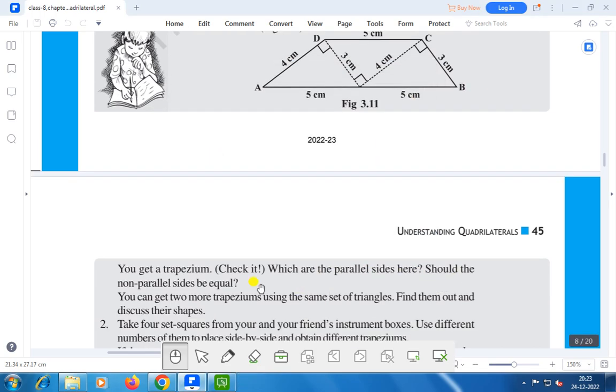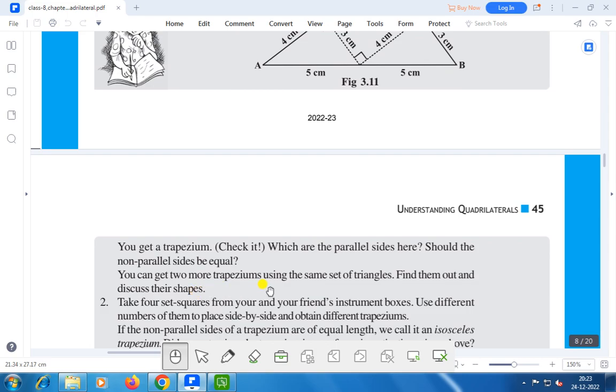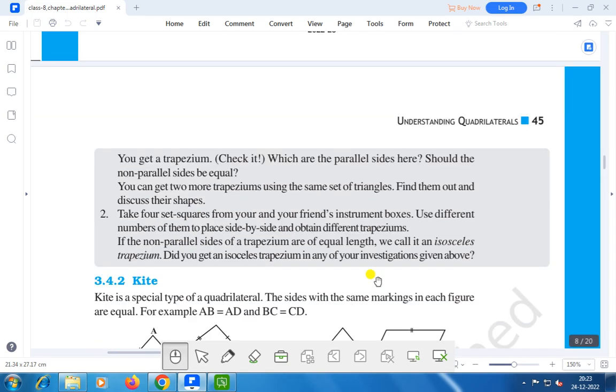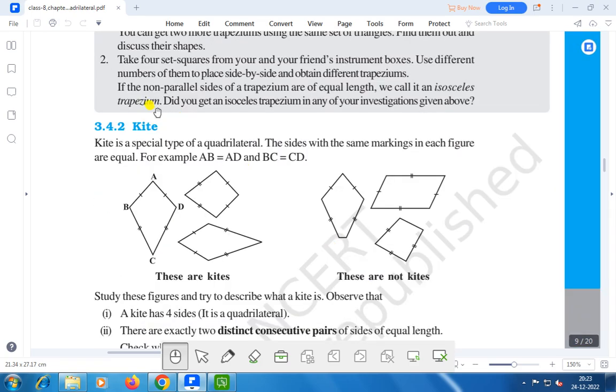Should the non-parallel sides be equal? No. Here it is 4 cm, here it is 3 cm. You can get two more trapeziums using the same set of triangles. Find them out and discuss their shapes. Now, we shall discuss kite. Kite is a special type of quadrilateral.